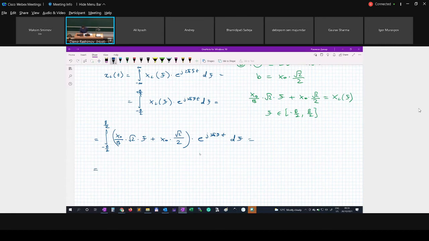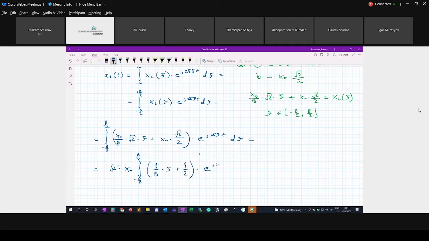We can rewrite it. We can move the constant x0 outside the integral: square root of 2 times x0 times the integral from minus B over 2 to B over 2. Inside we have (1 over B times f plus 1 over 2) times the exponential function e^(j2πf t) df. Now we need to calculate this integral.